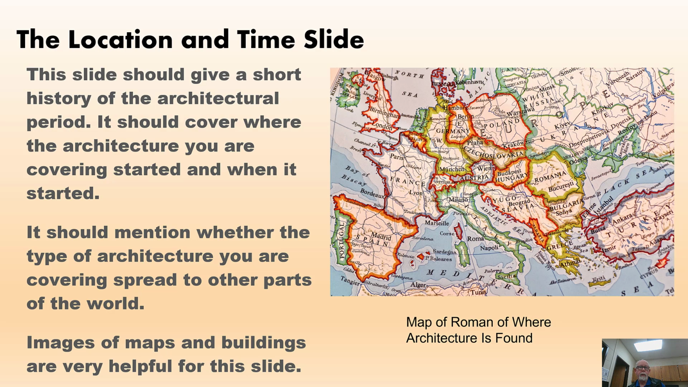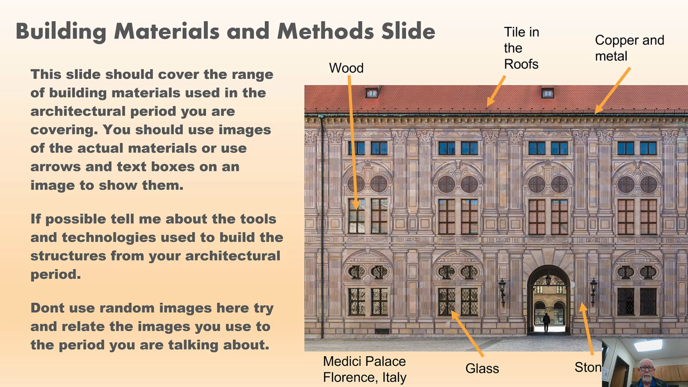The location and time slide. This slide should give a short history of the architectural period. It should cover where in the world that architecture is from. It should cover when it started and when it ended, and whether or not it spread from one part of the world to another. Images for this that can be helpful are maps and diagrams.